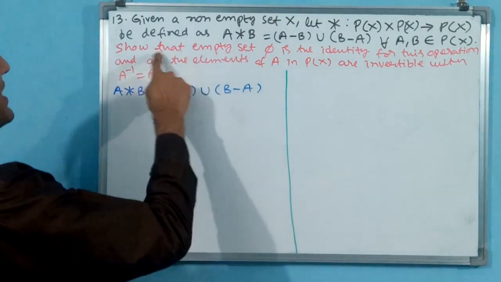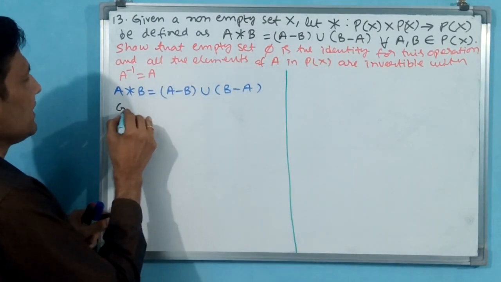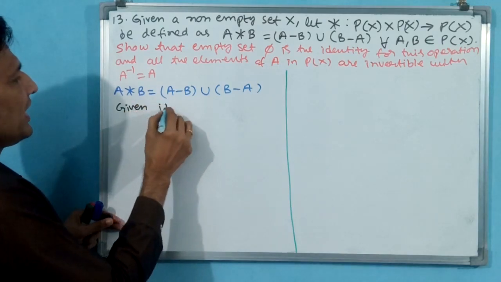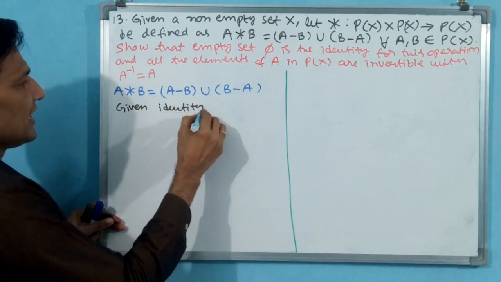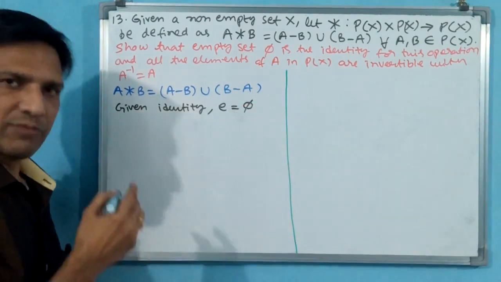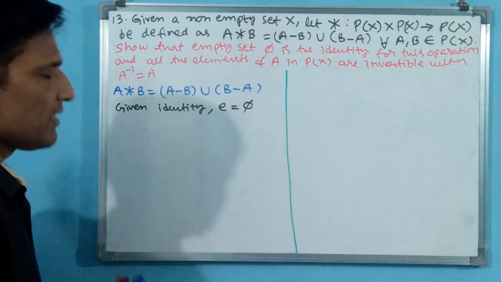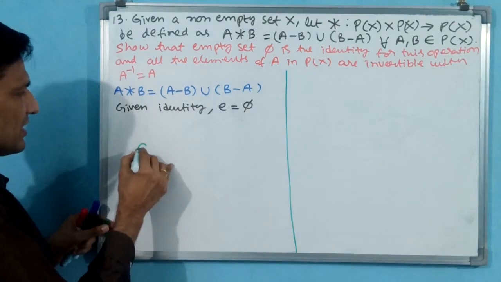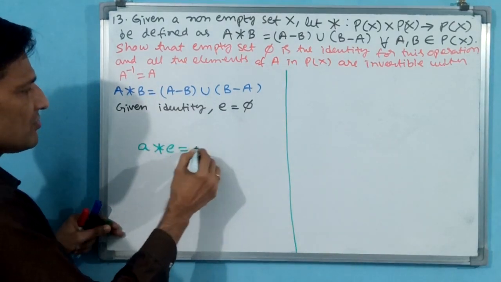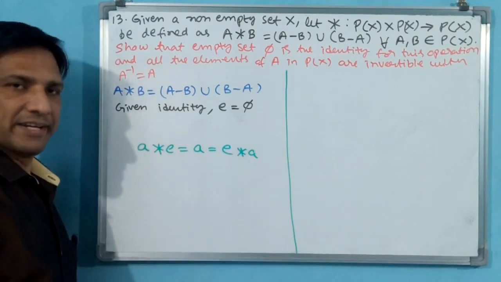Okay, now we go for identity first. Why? Because identity he has given. Identity E is equal to phi. Identity will take E only, no? What is that format? Identity format, again we write. Actually, see, A star E is equal to A, that is equal to E star A. This is the format for identity.